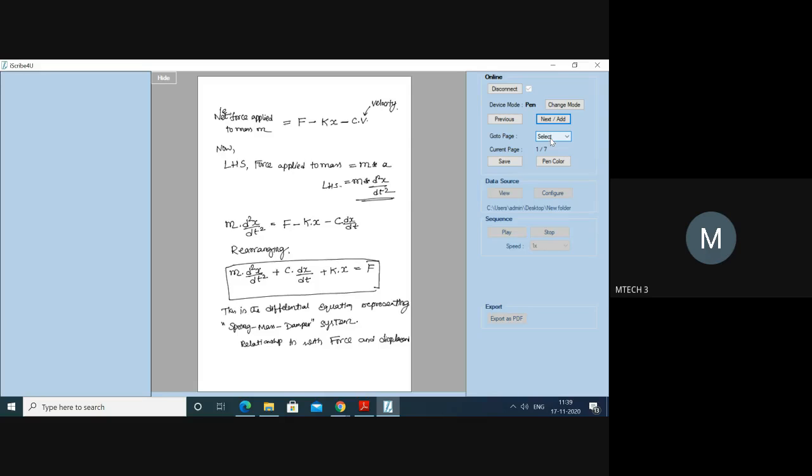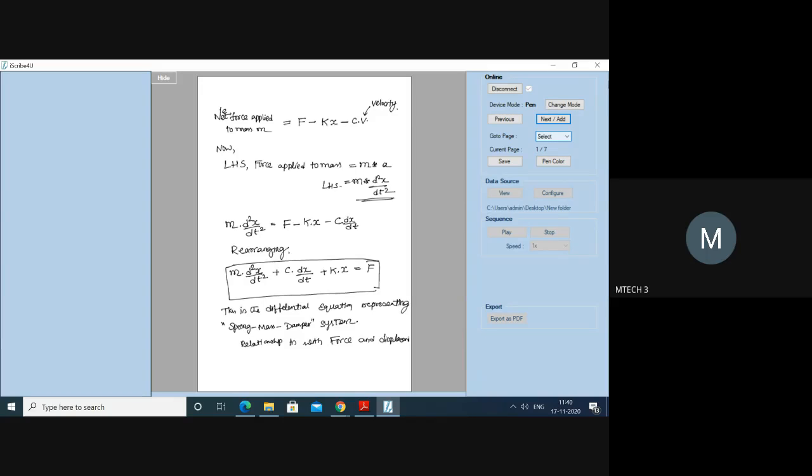Okay, in the exam it might come like, okay, so briefly derive a second order differential equation to represent a spring mass damper system. Okay, so now you have to write the diagram. Write the diagram of spring mass and damper, write the free body diagram, and write this particular equation. Okay, so this is what you need to write.